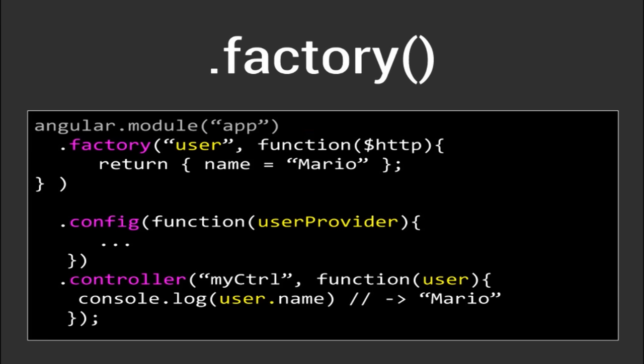So this function can inject services like it did here. I don't use it here, but I could. And I return an object. This object will get injected here in the controller. You see, this is a controller definition, this is a factory definition. When I define a user, I can inject it in the controller, and then I can see that the username is Mario, the same object, right?